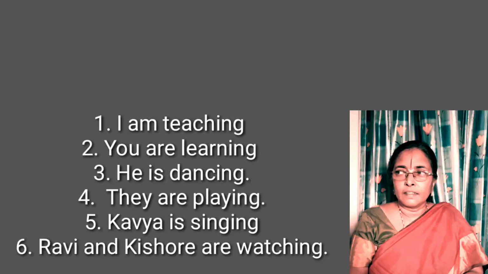Now come to the fifth one. Kavya is singing. Here, in the above four sentences, we used pronouns. But in the fifth sentence, we used a proper noun. We are talking about one girl, so we have to say Kavya is singing. When you come to the sixth one, Ravi and Kishore, here also we used proper nouns. When we are talking about more than one person, we have to use are. Ravi and Kishore are watching. So, keep all these things in mind while using present continuous tense. These are the be forms which we have to use.